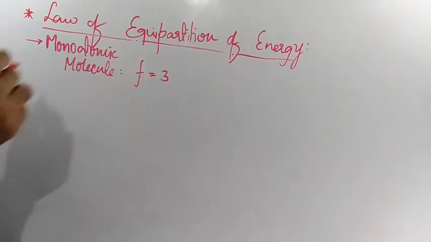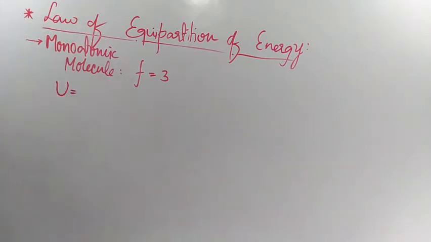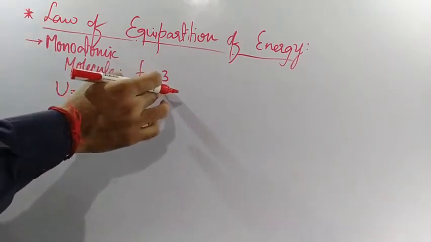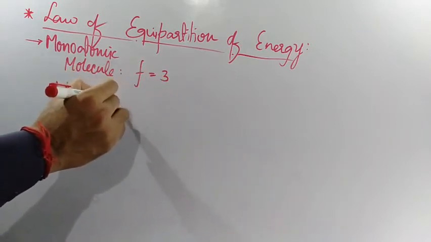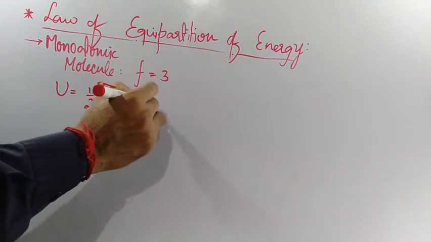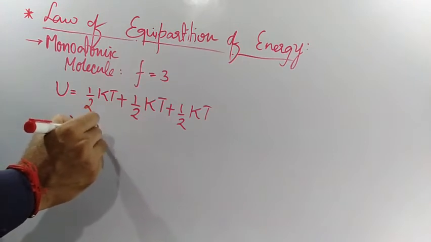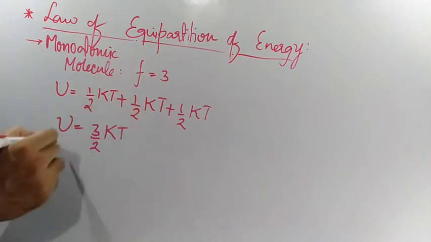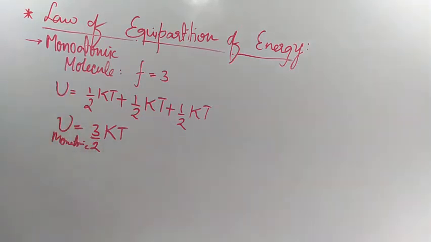Then the energy associated, that means we should write U is equal to, okay, the energy associated with each molecule with each degree of freedom is half kT. Here we are having 3. That means for each degree of freedom half kT, plus again for the second one half kT, again for the third one half kT. That means in total we are going to get how much? 3/2 kT. This is for what? Monoatomic. Now in last year NEET 2020 they had asked this question.